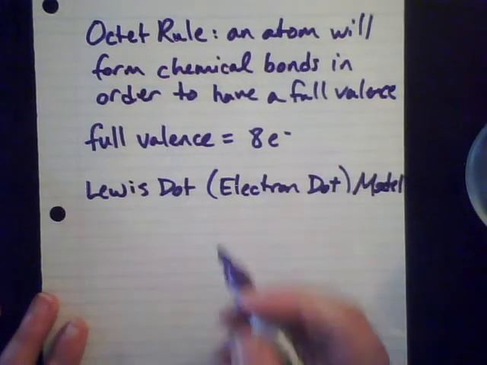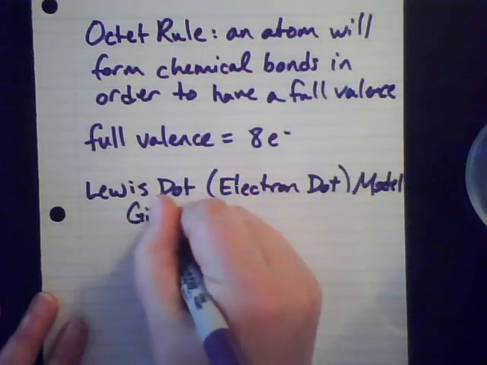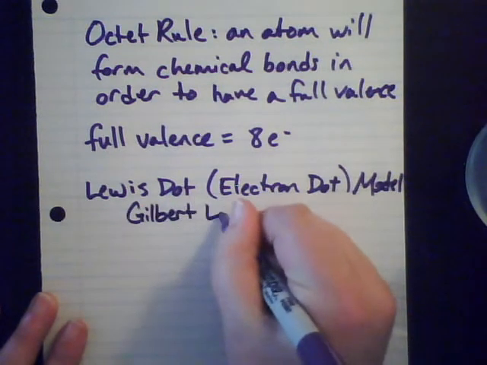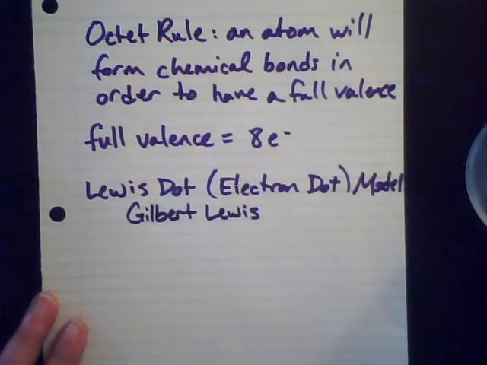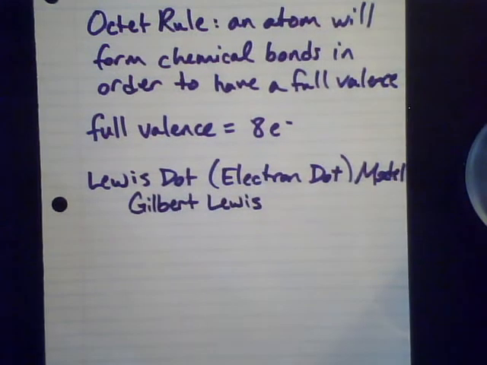And the Lewis dot model is named after a scientist by the name of Gilbert Lewis. I have a little bit of a soft spot in my heart for Gilbert Lewis, who came up with the Lewis dot model. He also did some work on acids and bases, but a lot of the work that he did was on chemical bonds.